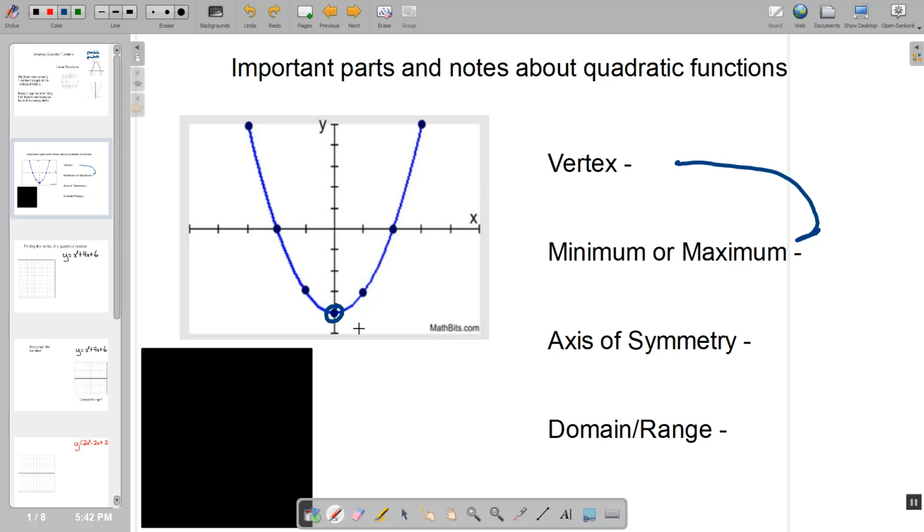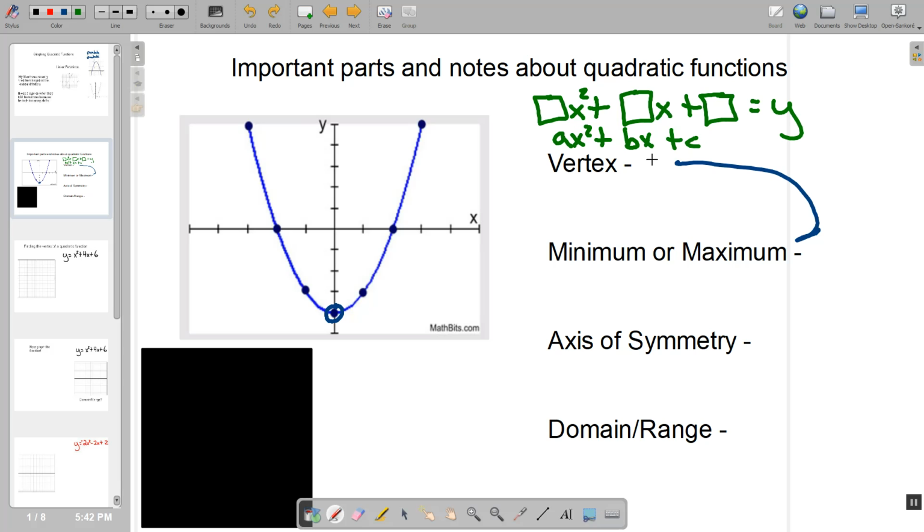Now what's important is that a quadratic function is always written in the form something times x squared plus something times x plus a third term, or a constant, is equal to y. We usually refer to these terms as ax squared plus bx plus c. And the important thing is that this a value tells us if we are opening up or opening down.